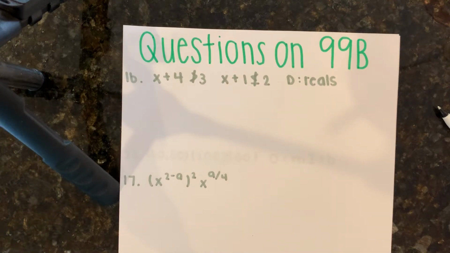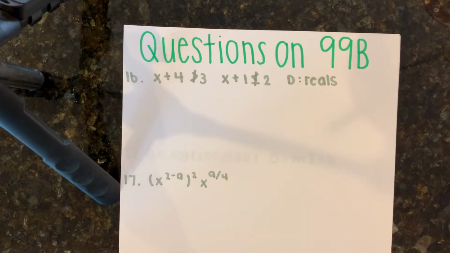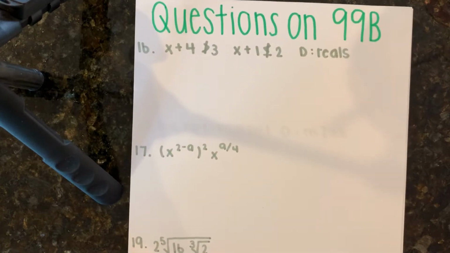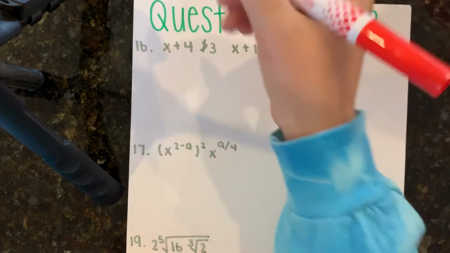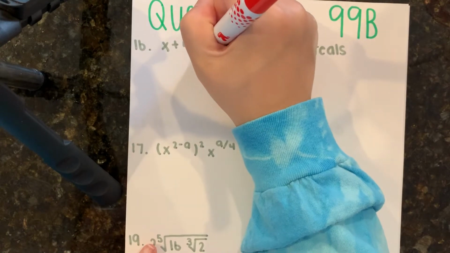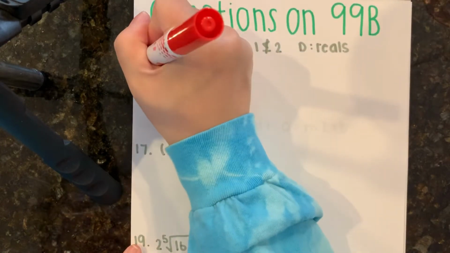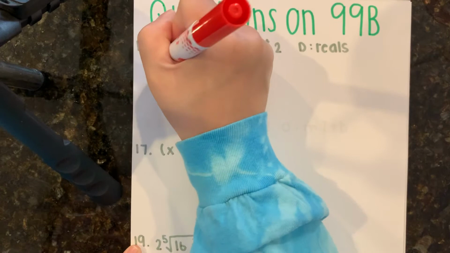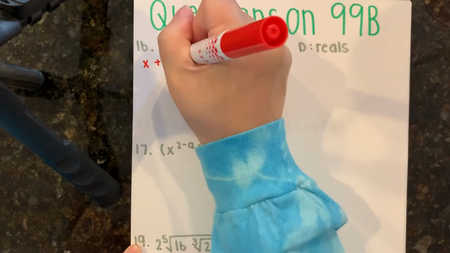Hi everyone, in Algebra 2B, we are going to be going over your questions from lesson 99B. So the first one we're going to look at is number 16. The first thing that I'm going to look at is I have a slash through my inequality, so I'm going to flip that. And because it doesn't have an equal sign, I'm going to add one in.